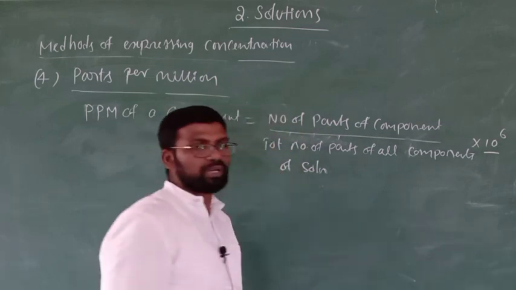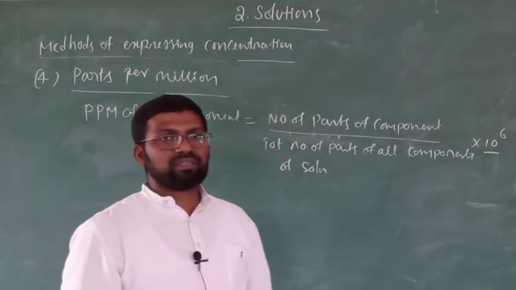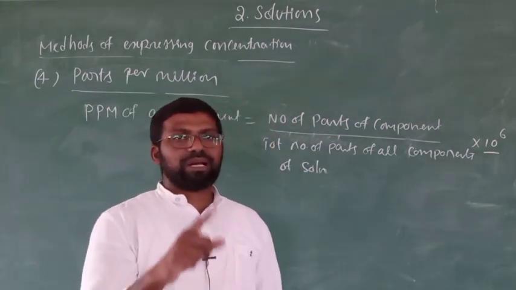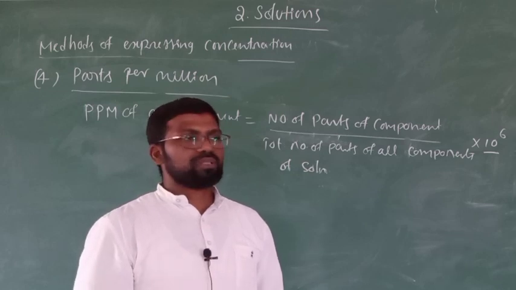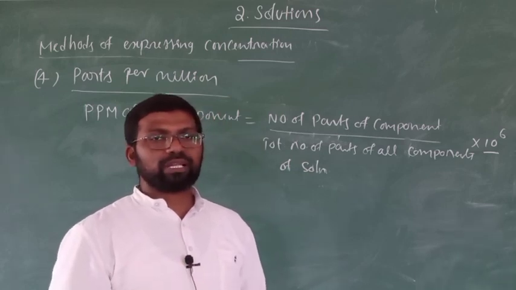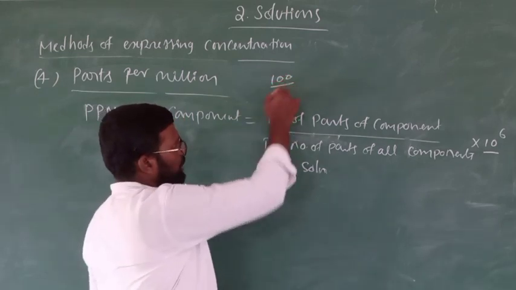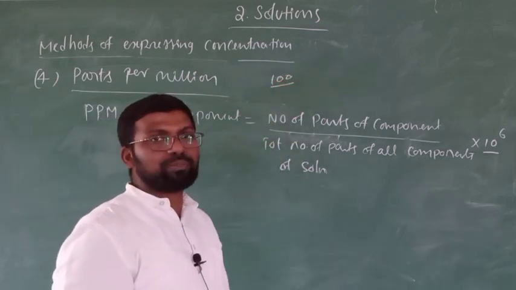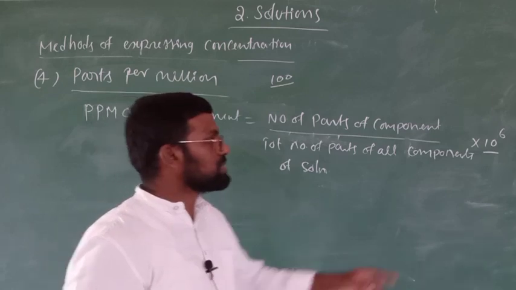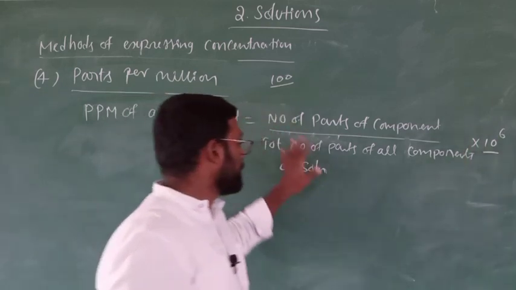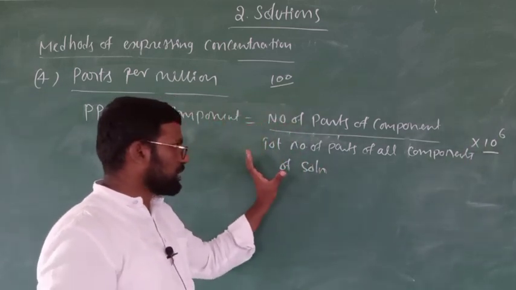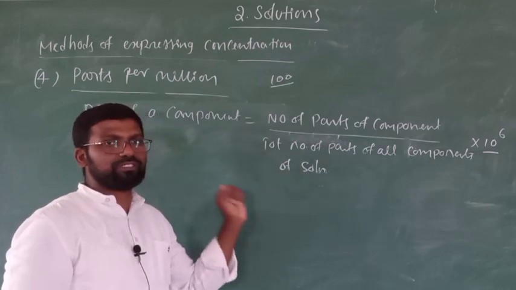Why are we writing 10 power 6? In the previous three cases, we have written into 100, because those formulae are related to percentage. Percentage is for 100, so into 100 we have written. Here it is for million, per million. Million means 10 power 6. So number of parts of component by total number of parts of all the components of the solution.